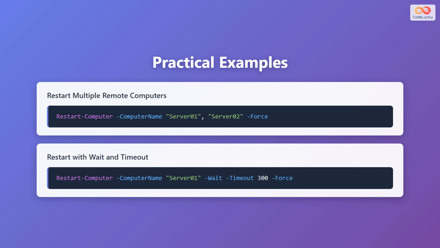The second example demonstrates restarting with wait and timeout options. Here, we restart Server01, use the -Wait parameter to pause script execution until the restart completes, and set a -Timeout of 300 seconds, which is 5 minutes. If the computer does not restart within this time frame, PowerShell will continue executing the next commands.